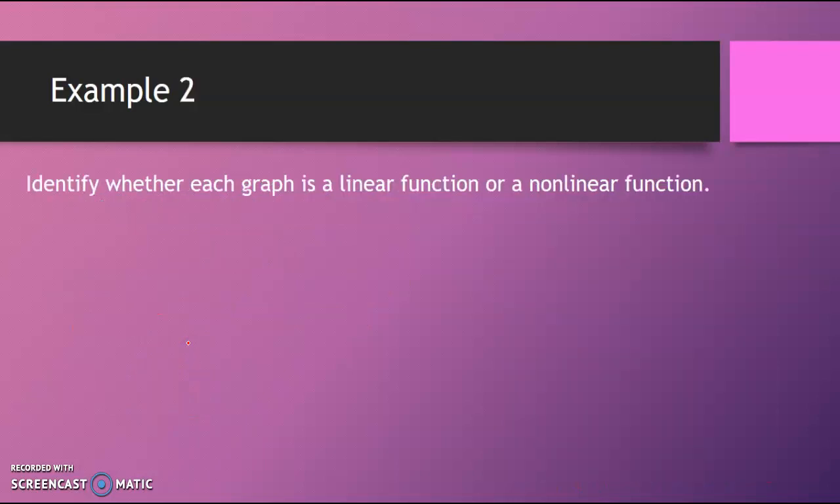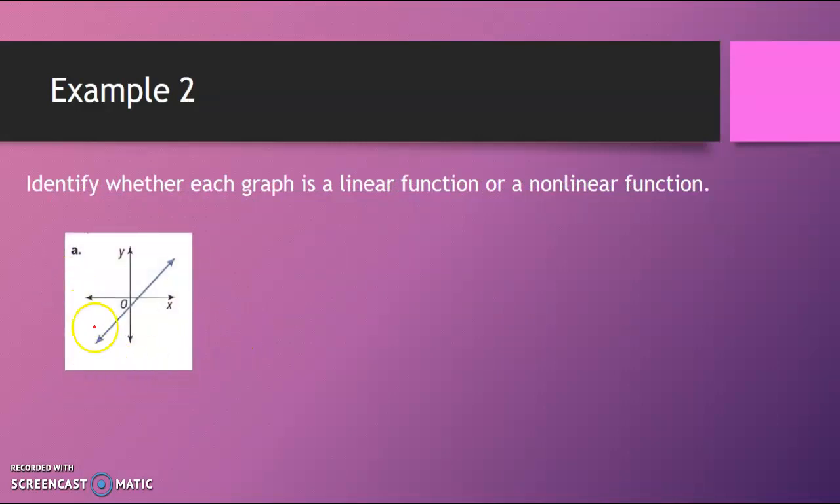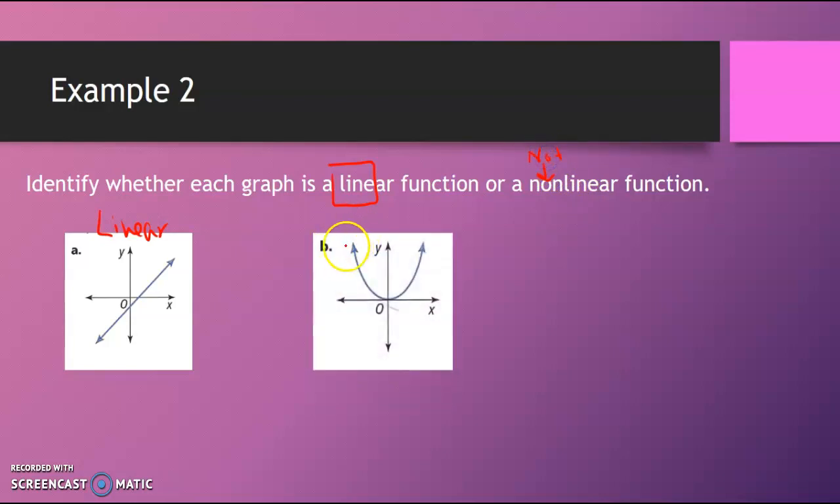All right, next one. Identify whether each graph is a linear function or a nonlinear function. So looking at this first one, we're rising from left to right. It's creating a line, and so this one would be linear. And if you need help remembering, linear has the word line in it. So does nonlinear, but non means not. All right, next one. This does not create a line. This is a curve, so this would be nonlinear.